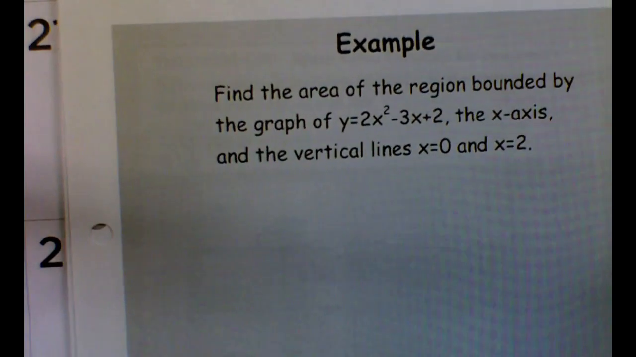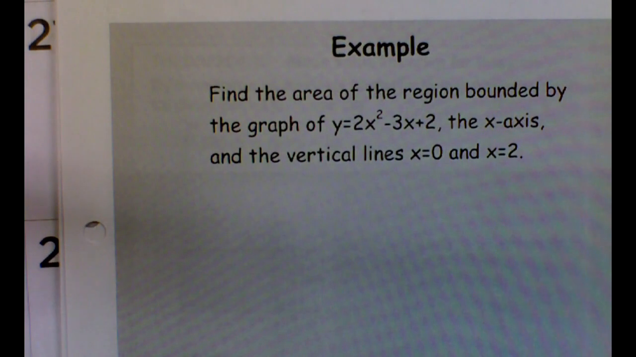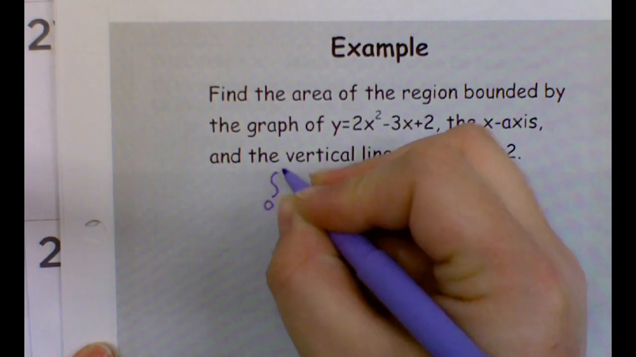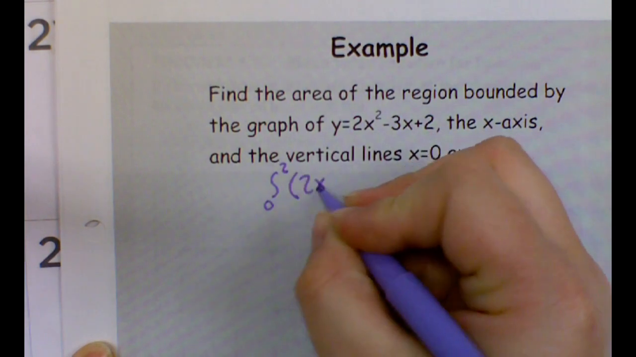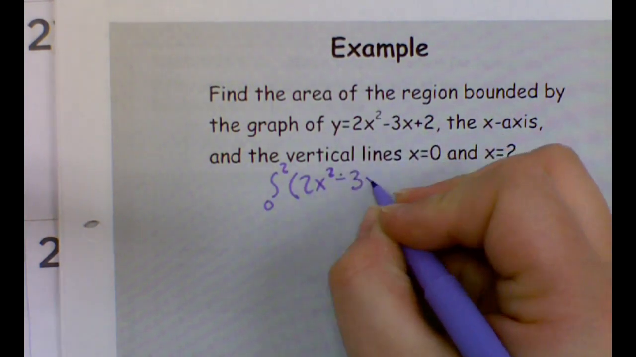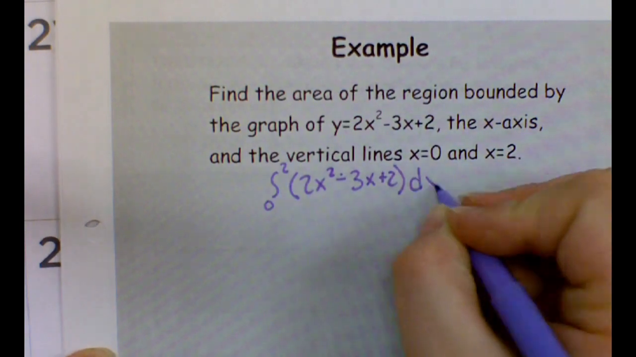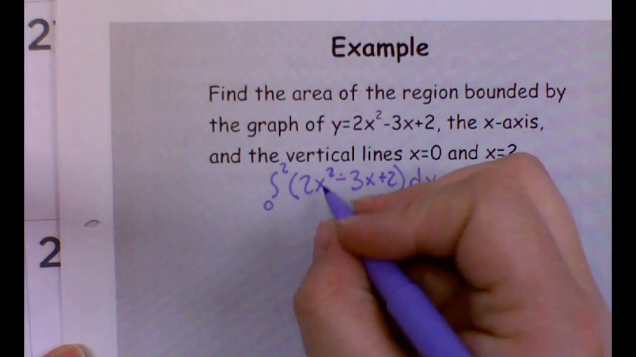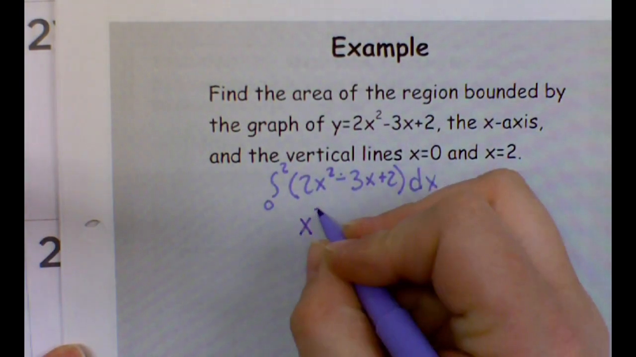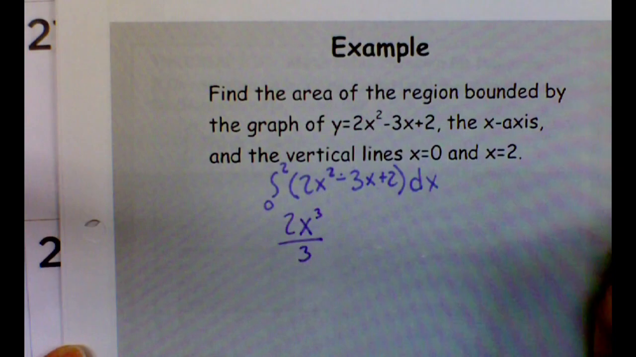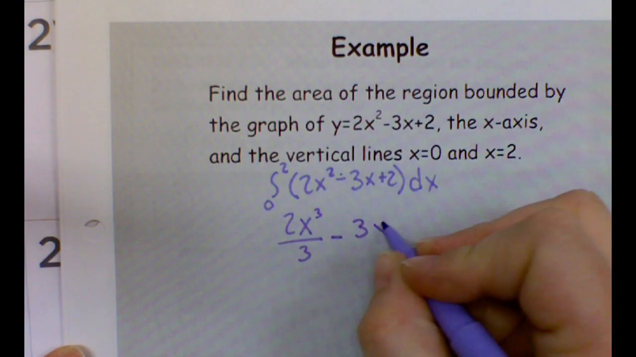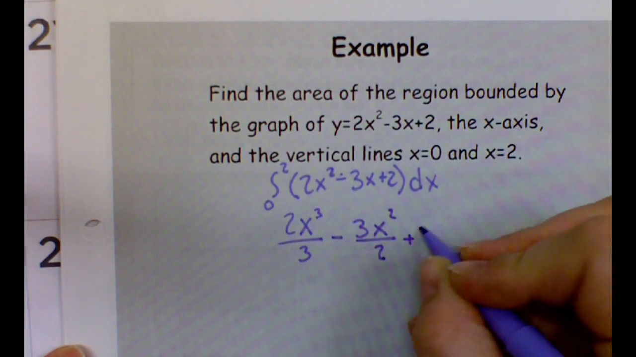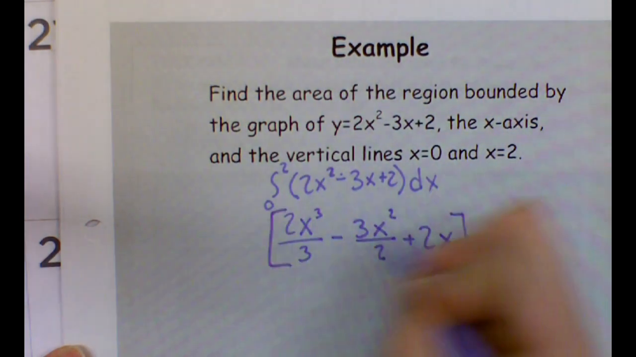Now let's find the area of the region bounded by the graph of this function, the x-axis, and the vertical lines x equals 0 and x equals 2. That is a fancy way of saying find the definite integral from 0 to 2 of this function dx. So we start with the antiderivative. Well, 2x squared becomes x cubed over 3 with a 2 in there still, minus 3x squared divided by 2 plus 2x evaluated from 0 to 2.